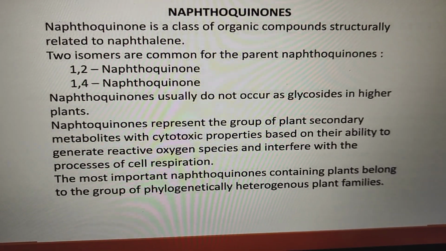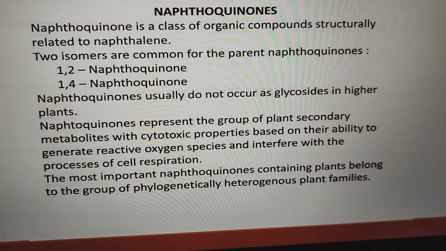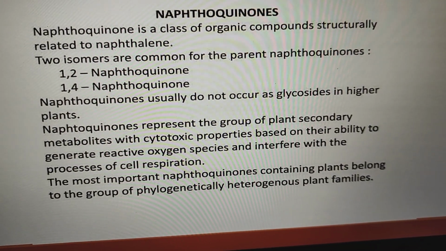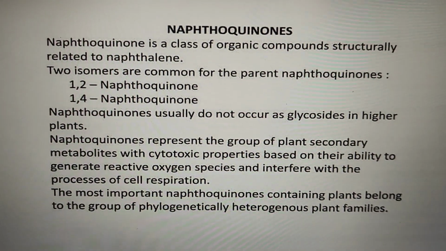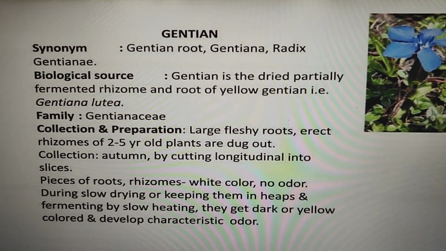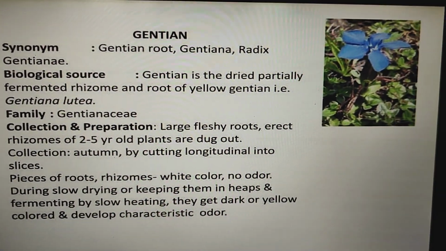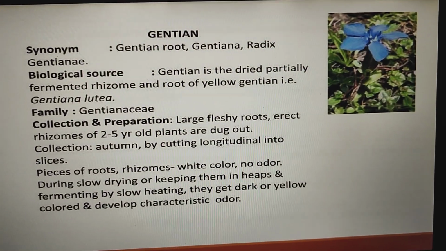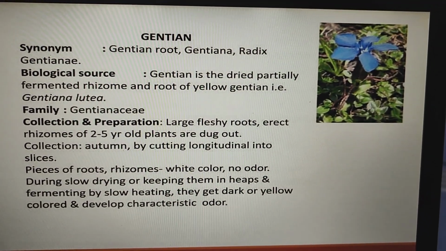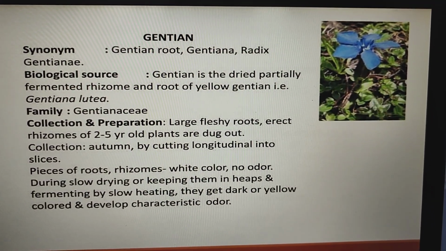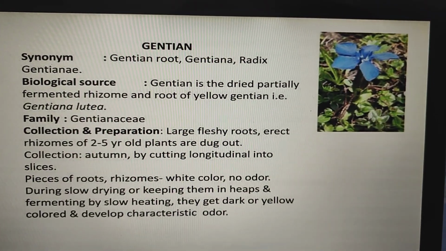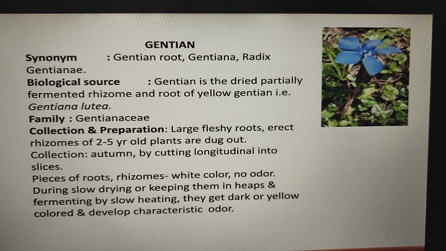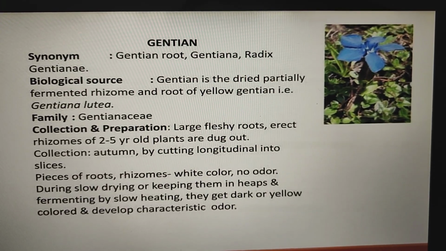Most of the important naphthoquinone-containing plants belong to phylogenetically heterogeneous plant families. Next, we will see the examples. So the first example is gentian. Synonyms for this drug are gentian root, Gentianae radix, Gentiani. Biological source: it is the dried, partially fermented rhizome and root of yellow gentian, that is Gentiana lutea, family Gentianaceae.